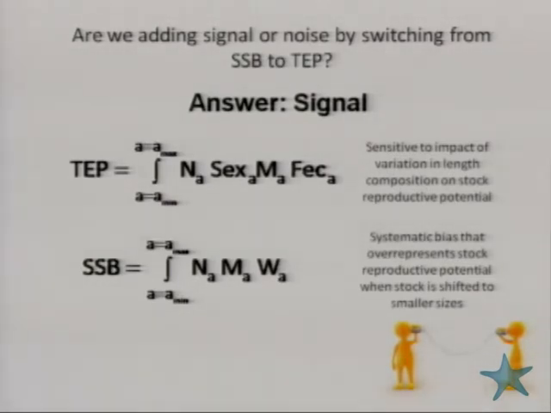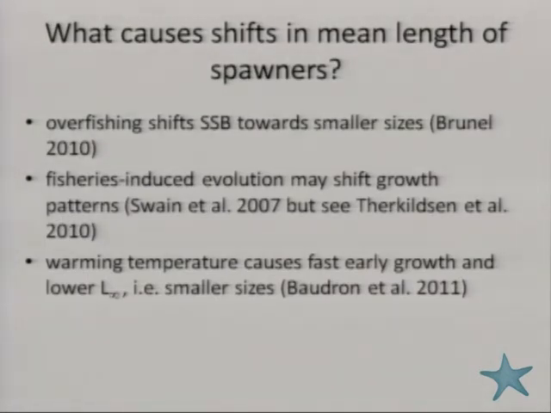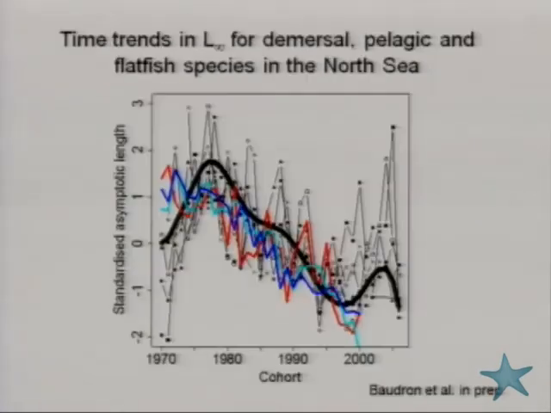And that's certainly a theme that has popped up again and again in many of the presentations that we've heard over the past few days. I'd just like to mention a few of the processes that cause shifts in mean length of spawners. Of course, it's not just fishing that causes shifts in size composition. It's been speculated that fisheries-induced evolution could impact growth rates, and this would have knock-on effects to size composition of the stock. The one impact I'd like to mention briefly is the impact of warming temperatures, because in some stocks that can cause fast early growth and lower L infinity, so asymptotic lengths. And a PhD student of mine, Alan Baudron, noted that for haddock. And I'd just like to spend the next slide showing some of his further results.